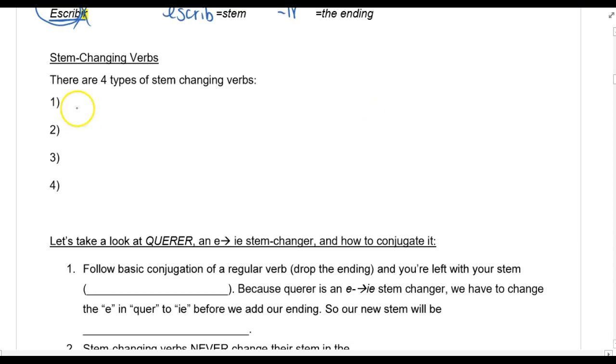Okay, the first are known as E to IE verbs. The next are known as E to I verbs. Then we have O to UE verbs, and lastly we have U to UE verbs. Okay, so I'll show you what this means. In the meantime, don't worry about it. Just know that there are 4 types of stem changing verbs.